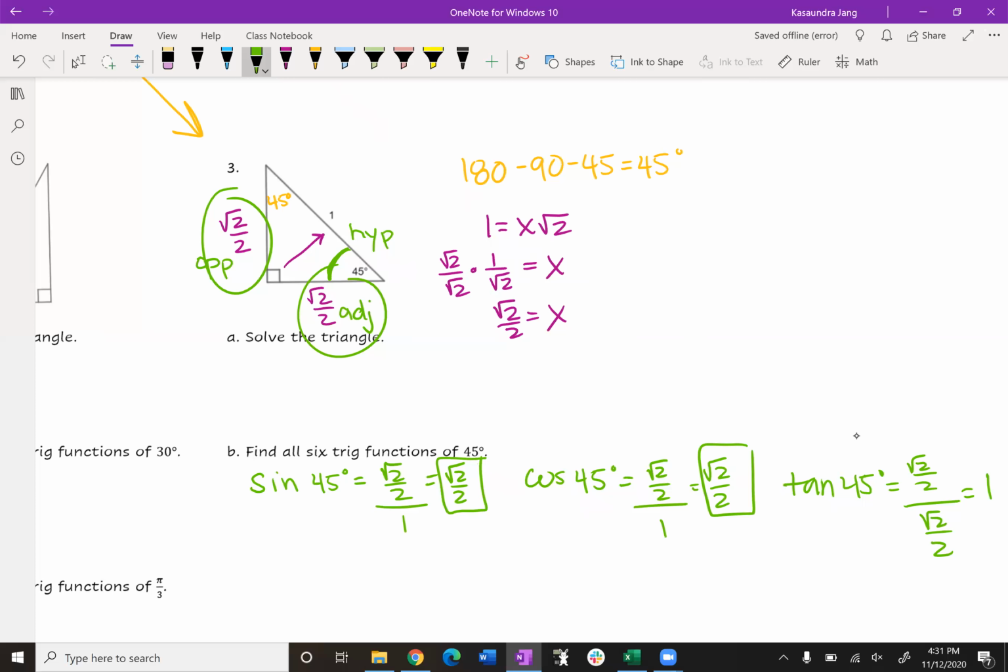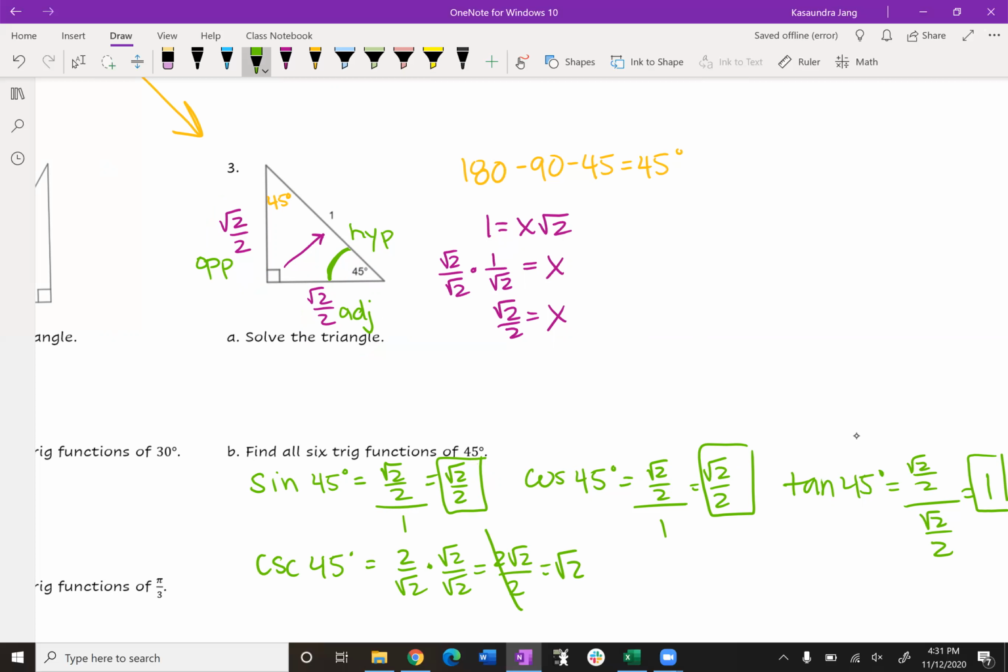Okay, so here are my 3 main trig functions, and then I can do my cosecant of 45 degrees. I can do that as the reciprocal of sine. So instead of root 2 over 2, I could do 2 over root 2. Again, I need to rationalize the denominator. So this turns into a 2 root 2 over 2. The plain 2's there, those divide out, and I'm left with a root 2.